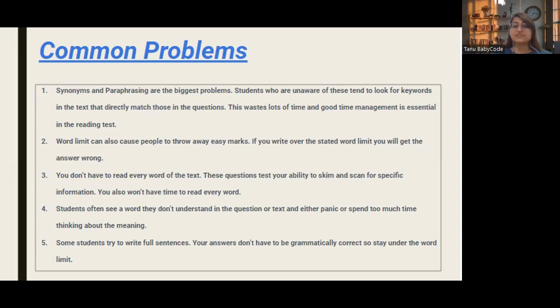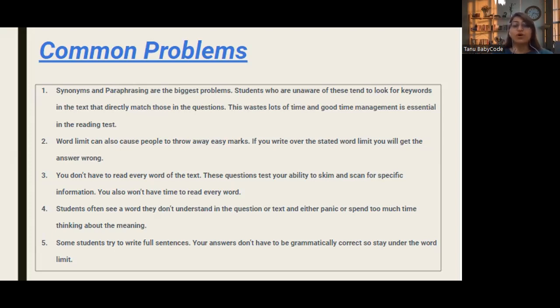You don't have to read every word of the text. The question tests your ability to skim and scan for the specific information. It's not required that you start from para A and read till para E. No, they are checking your reading skills, whether you are able to skim and scan your paragraph looking for the required information or not. You don't have time even to read every word. You are just finding the answer for your question. So how quickly you do that and how quickly you get all your answers correct.